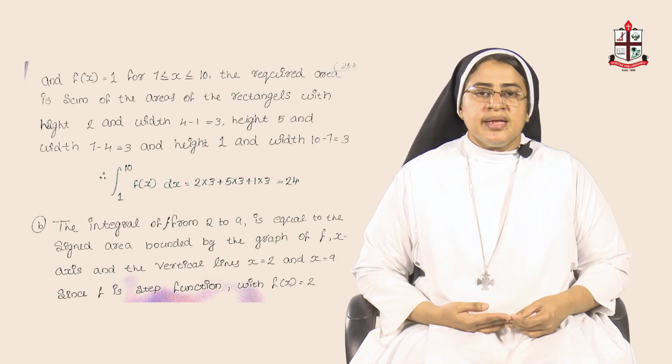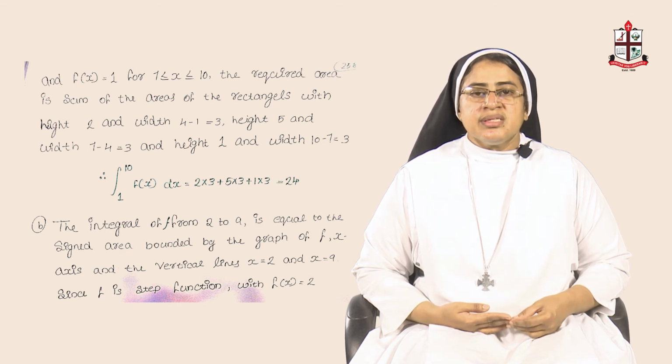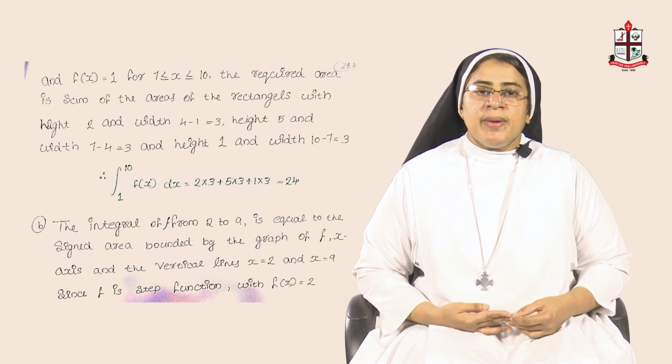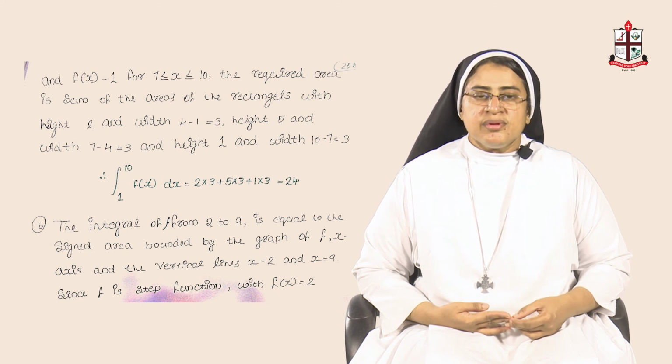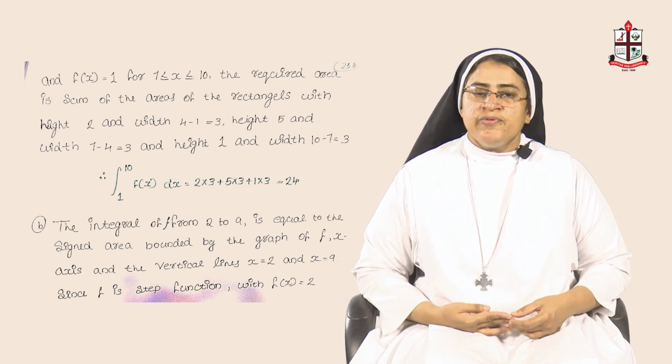The required area, in the next slide we can see, is a sum of the areas of the rectangles: with height 2 and width 4 minus 1, 3; height 5 and width 7 minus 4 equals 3; and height 1 and the last width 10 minus 7 equals 3. So integral 1 to 10 f of x dx, you are multiplying the width and the height, that is 2 into 3 plus 5 into 3 plus 1 into 3, that is 6 plus 15, 21, plus 3, 24.